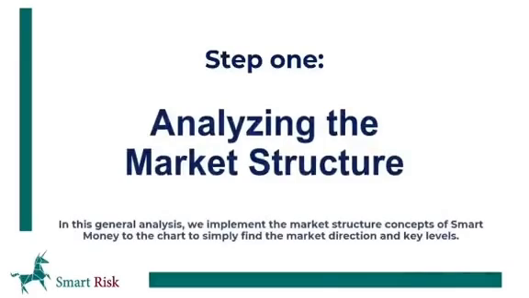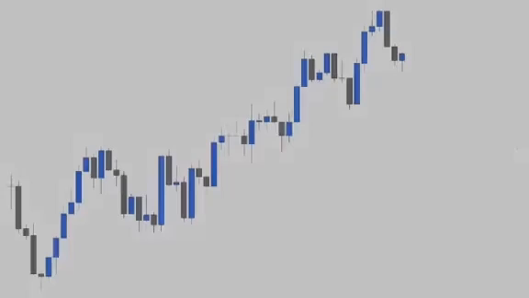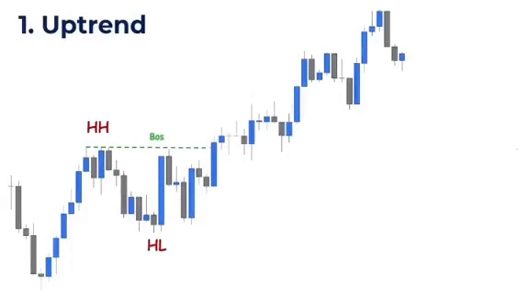In this general analysis, we implement the market structure concepts of smart money to the chart to simply find the market direction and key levels. We have 3 types of markets in terms of direction. We have a moving uptrend, where the price continuously makes higher highs and higher lows, breaking the structure to the upside. So we want to trade with the dominant uptrend because it increases the chance of success.